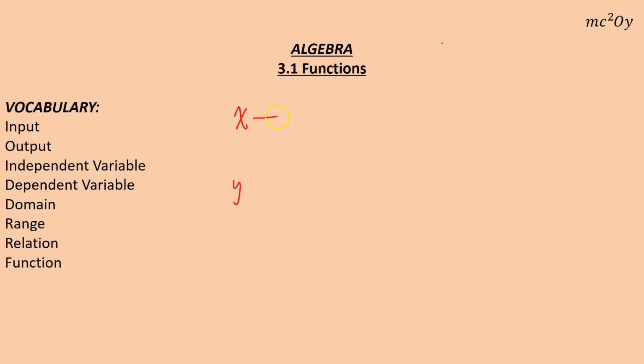So X has multiple names. One name is called input. So we call our X value input. The corresponding name to Y would be output. We also call X our independent variable. And the corresponding for Y would be dependent variable.